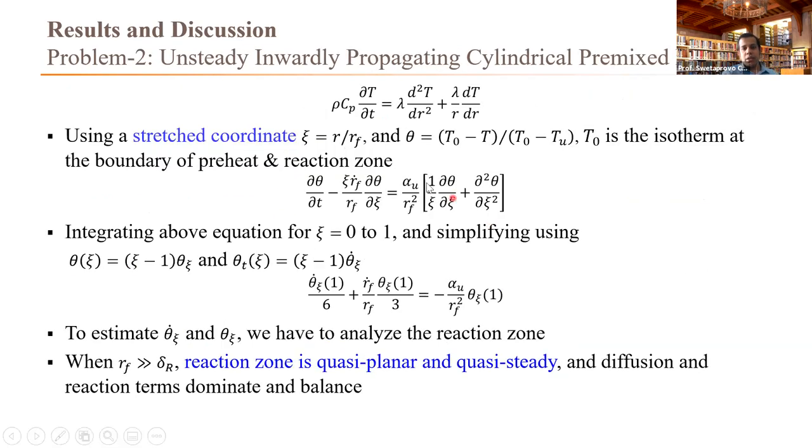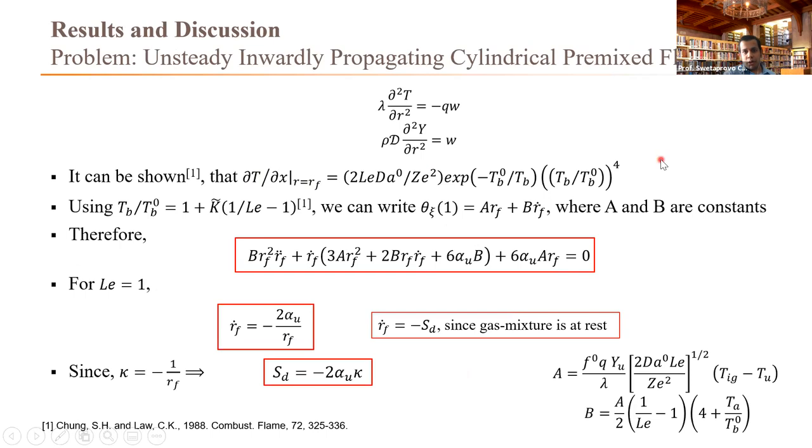Okay, and from this we try to extract how the flame displacement speed behaves. And for that, we non-dimensionalized it and used stretch coordinates and analyzed the preheat zone, extracting information from the reaction zone under the influence of stretch. And from that, we came up with this complicated non-linear ODE, which actually simplifies in the limit of Lewis number equal to one to this rather simple expression where essentially you get S_D equal to minus 2 alpha_u kappa. Okay. So this is what you get at the end of this analysis. Of course, this is only valid when kappa is rather small. So to make it valid at kappa equal to zero, you need to put in a source term here in the front.